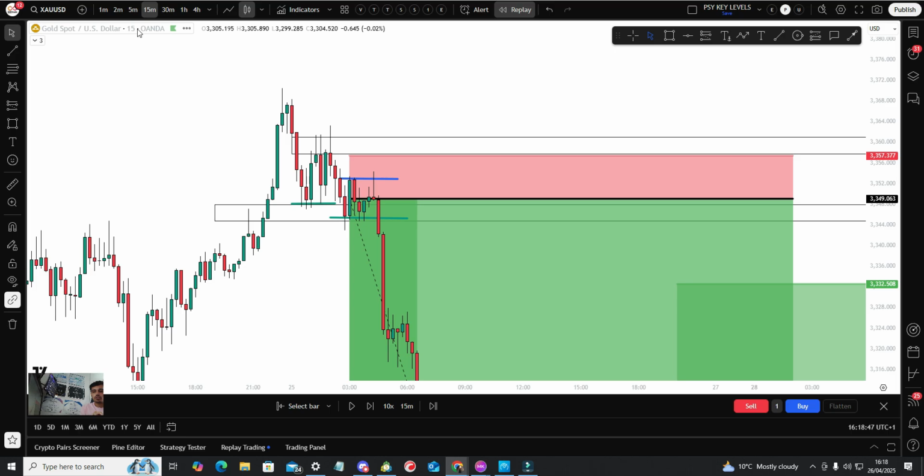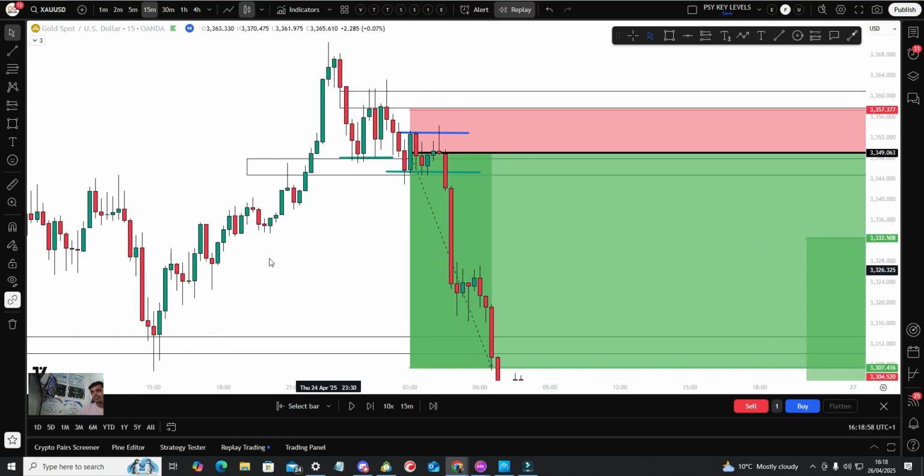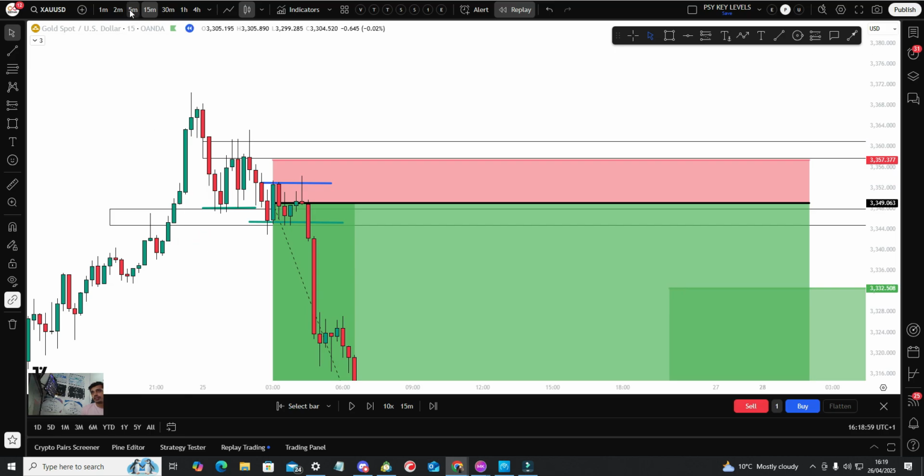You can add certain candlestick patterns for your entry signals. They're going to be your confluence as well. You can look at volume. You can look at the breakout quality. All these different confluences you can add.